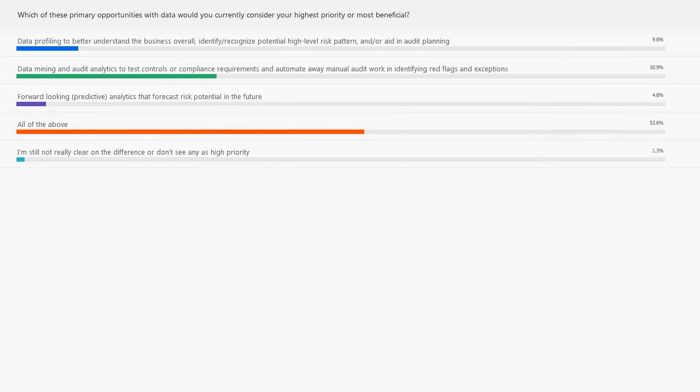53% saying all of the above. I certainly agree with all of the above, while it can be a lot to bite off, because in a lot of ways different tools and techniques are important between these three different areas. But I think it still stands out that just getting some of the basic audit work automated away and red flag identification is the top priority.